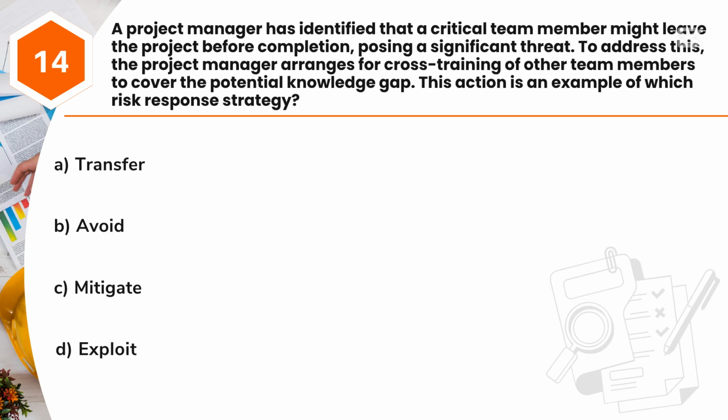Question 14. A project manager has identified that a critical team member might leave the project before completion, posing a significant threat. To address this, the project manager arranges for cross-training of other team members to cover the potential knowledge gap. This action is an example of which risk response strategy? A. Transfer. B. Avoid. C. Mitigate. D. Exploit.